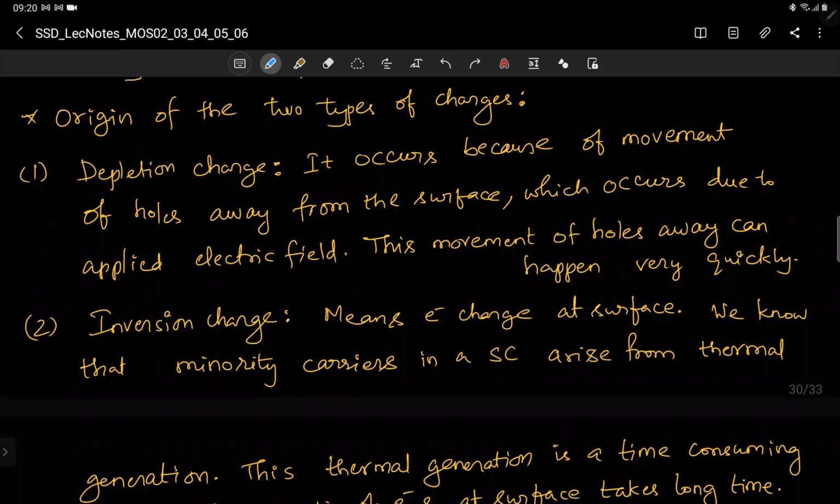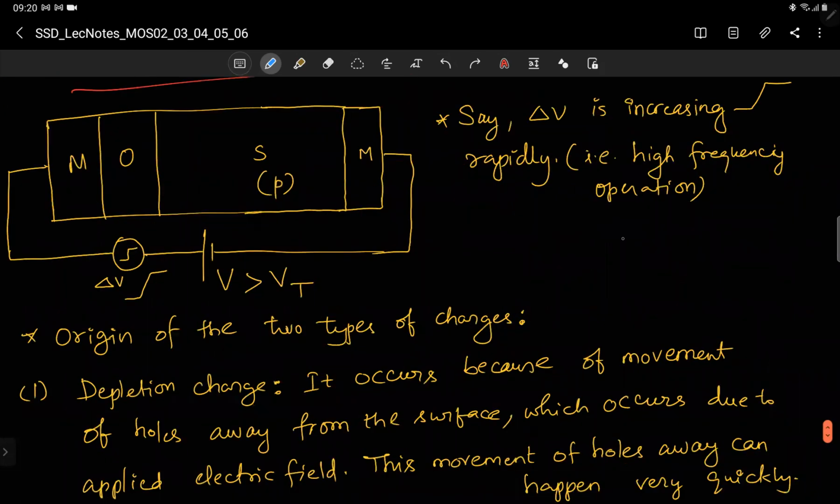So what we are trying to say is, you have a semiconductor here, and the depletion charge is coming because holes are moving away from this place. This is the oxide. Holes have moved away from the surface when you apply a battery here like this. So the positive field is like this. When the field is acting like this, holes also move in the direction of the field. So they have moved in the direction of the field.